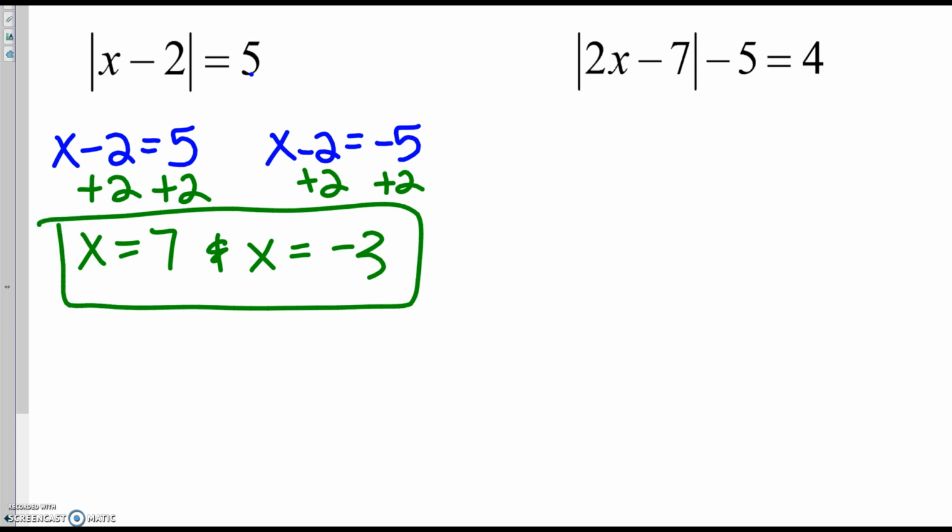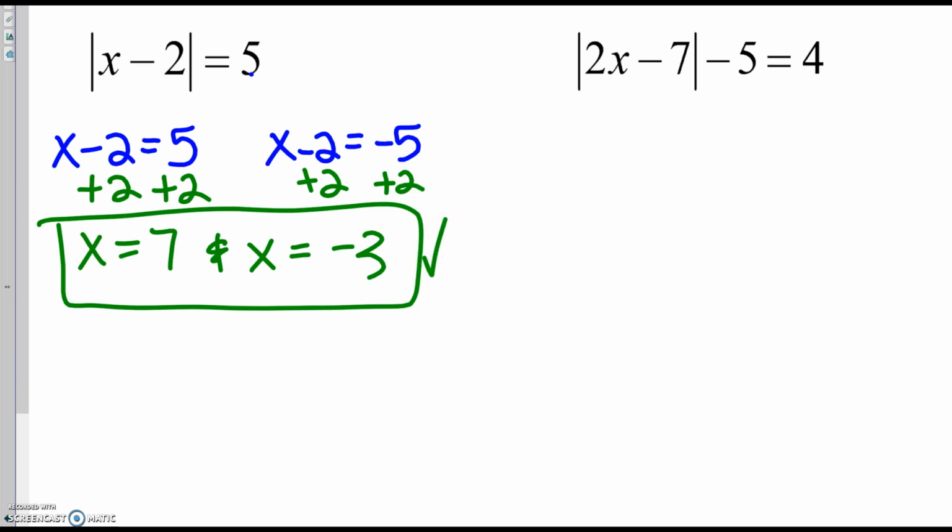And just like with any equation, we can go back and check our work by plugging in our answers. So 7 minus 2 is 5. The absolute value of 5 is indeed 5. I can also substitute a negative 3. Negative 3 minus 2 is negative 5. And the absolute value of negative 5 is also 5. Okay, so that was pretty basic.